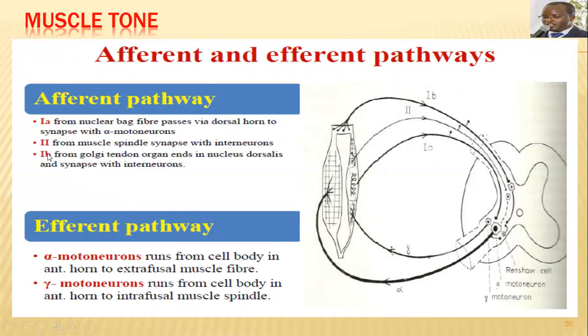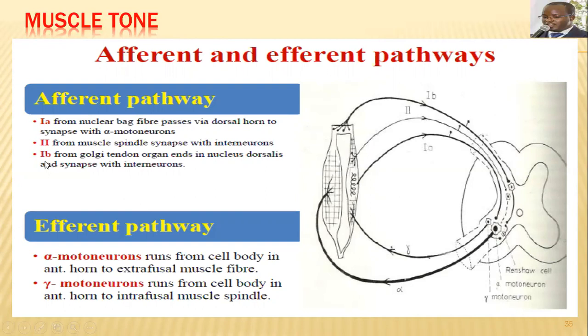Then we have type 2. The type 2 is also sensory, coming from the endings of the intrafusal fibers, or peripheral of the intrafusal fibers if you want. From the muscle spindle, it synapses with the interneuron, then a motor neuron. That's why these endings are called secondary and not primary, because they form a synapse with an interneuron before it forms a synapse with a motor neuron.